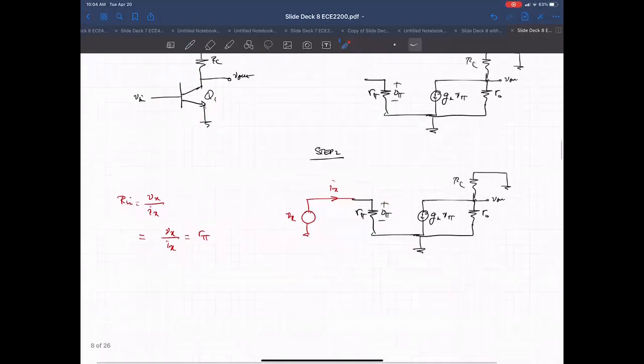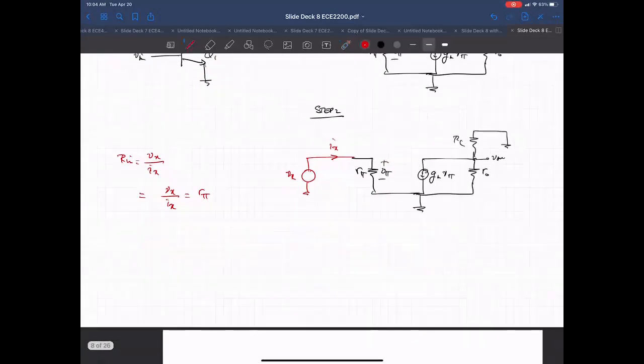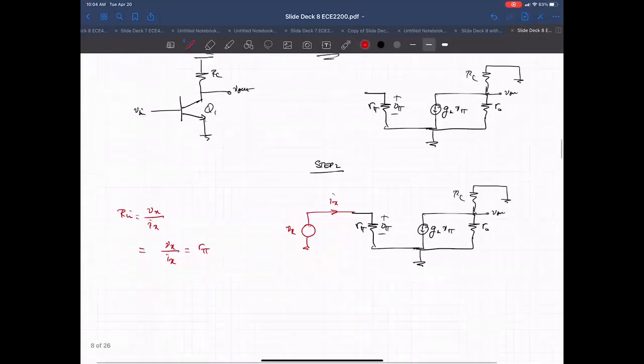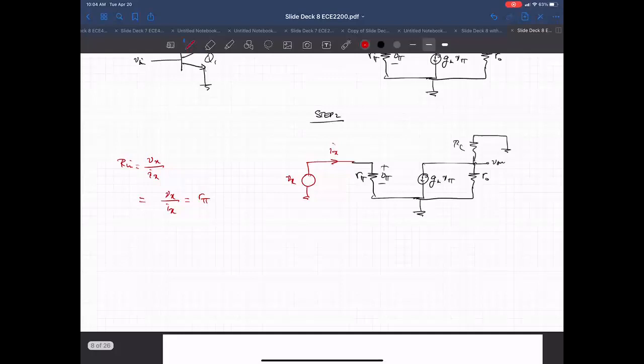Now we know that the input resistance of a common emitter stage is just the R sub pi of the transistor. R sub pi is something we have some control over as designers. The equation for R sub pi is beta over G sub M. Beta is given to us, or you have some choice there: you can buy a transistor with higher beta.